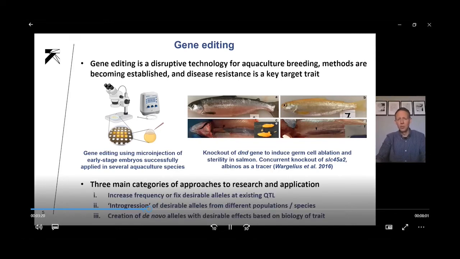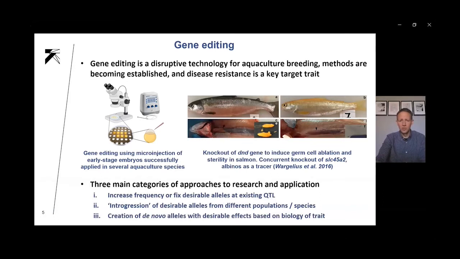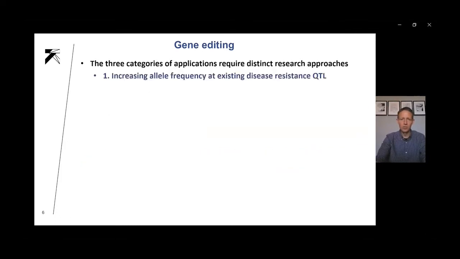There are three main categories of approaches to using these technologies in research and also thinking downstream to application in breeding programs. One of which is to focus on QTL that exist in the breeding population to increase the frequency or fix desirable alleles of existing QTL, for example, disease resistance QTL. Secondly, to look at other strains and closely related species to see if it's possible to introgress desirable alleles by editing. Thirdly, to focus on completely de novo alleles, which do not, as far as we know, exist out there. And that could be based on knowledge of the biology of the trait in question.